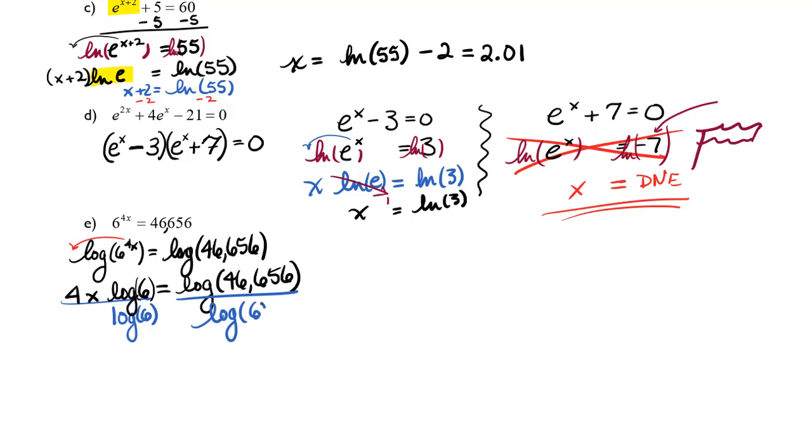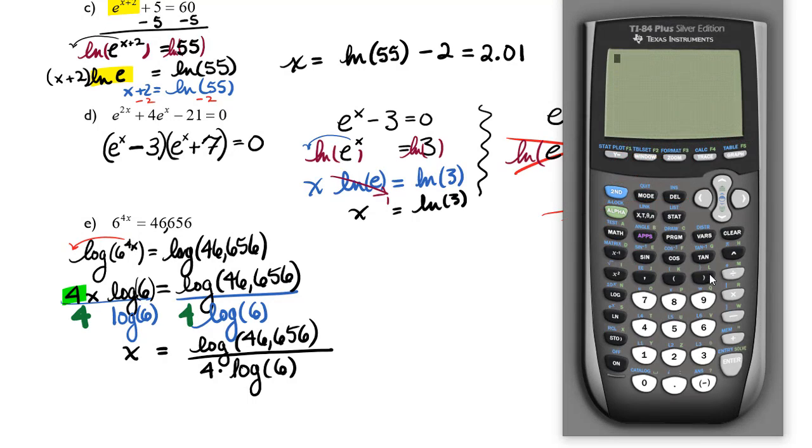And I'm also going to divide by the 4 on both sides because I need to isolate the x. So I get x is equal to log of 46,656 all divided by 4 times log of 6. Let's put that in our calculator and see what we get.